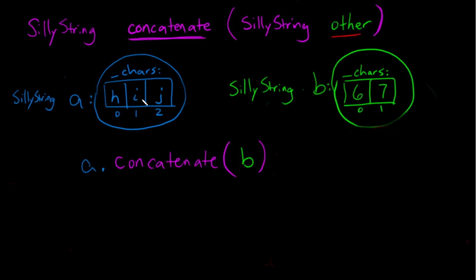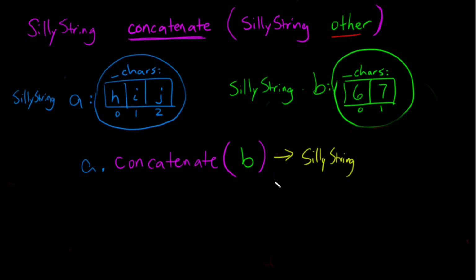A's characters are h, i, j and B's characters are 6 and 7. The way that we use this method is we would say, A, this silly string, I'm going to call your concatenate method, and I'm going to give you B to concatenate onto the end of yourself. And so what we assume the result of this is going to be is a new silly string, and what this silly string's name is going to be is undefined yet.